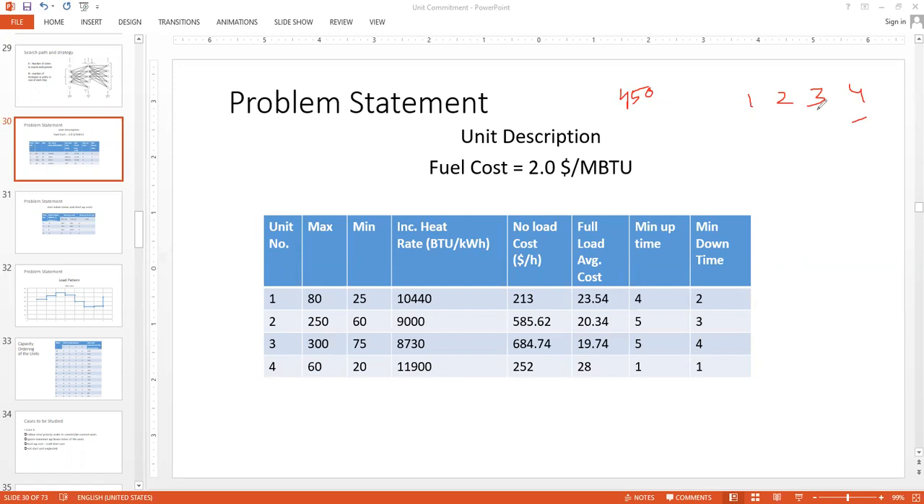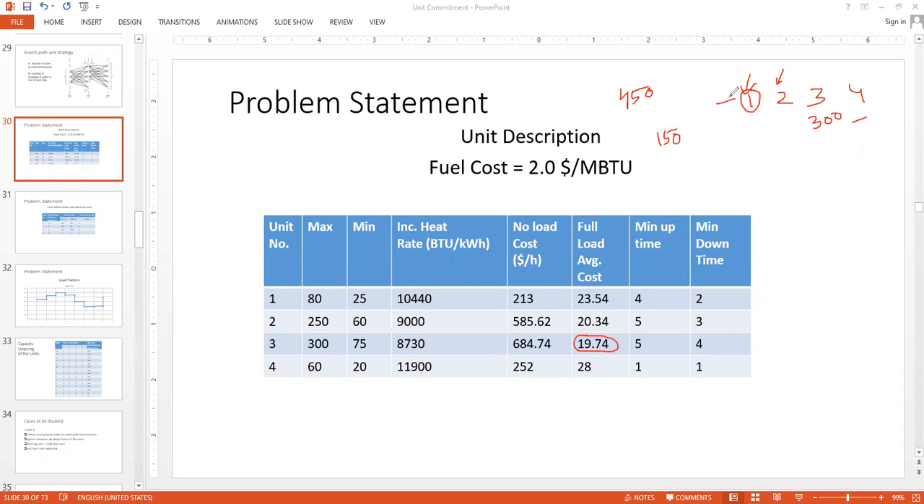So for doing that, we will always try to take up the maximum demand available from the lowest cost unit. So the lowest cost unit is unit number 3. According to this full load average production cost, unit number 3 is the lowest cost unit. So 300 we have taken, the remaining is 150. Remember, we have to run both unit 1 and unit 2 besides unit 3. So now we will come to unit number 1 instead of unit number 2, because we have to satisfy the minimum limit available from unit 1.